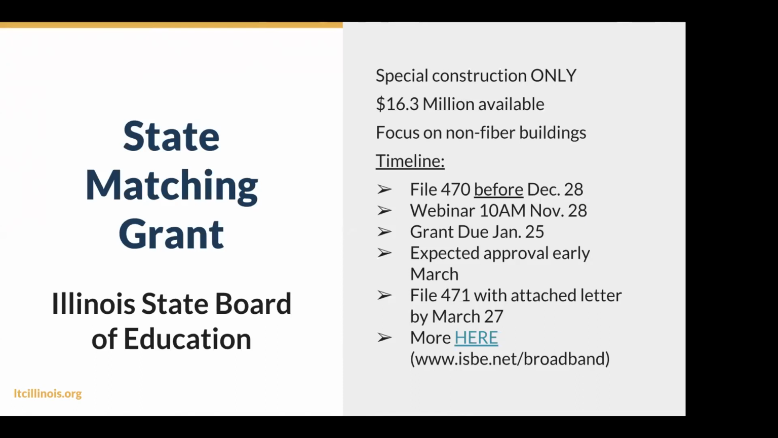So I've put through a little bit of a timeline here. The date to note is that the grant is due on January 25th, which is this Friday. So if you are seeking new internet access at your district via fiber, and there is a set special construction one-time cost to get that fiber to you, this may be something that you would be interested in. Do reach out to me if you need some support on applying for the state matching grant.